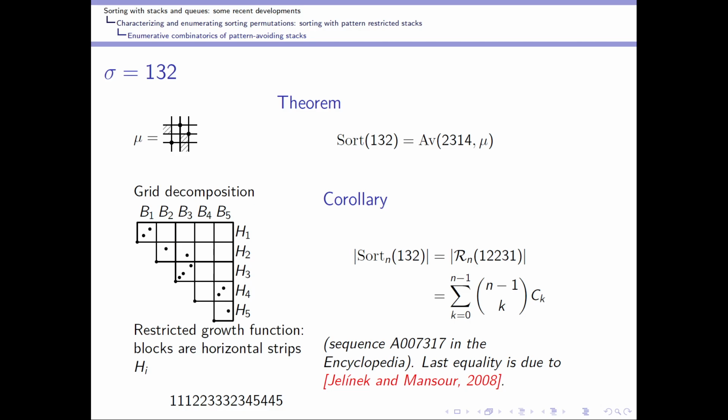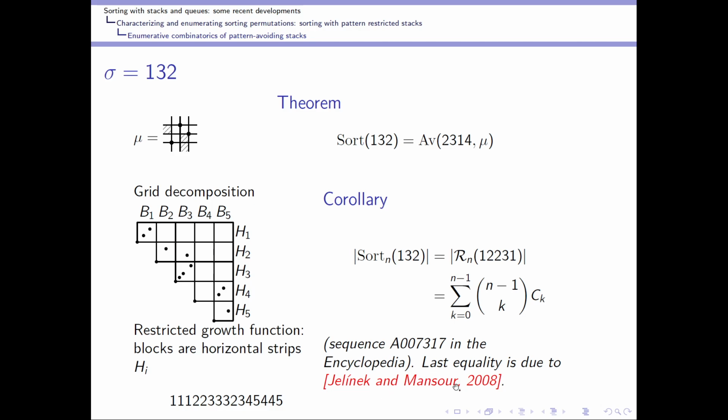The most obvious way to do it is to consider elements in between two consecutive left to right minima, but it turns out that in this case this doesn't work, and instead you have to consider the set partition whose blocks are the horizontal strips here, these h_i. So this defines a map from permutations to set partitions, or restricted growth functions, if you prefer. And it turns out that if you restrict this map to 132 sortable permutations, this is a bijection between 132 sortable permutations and restricted growth functions avoiding this specific pattern.